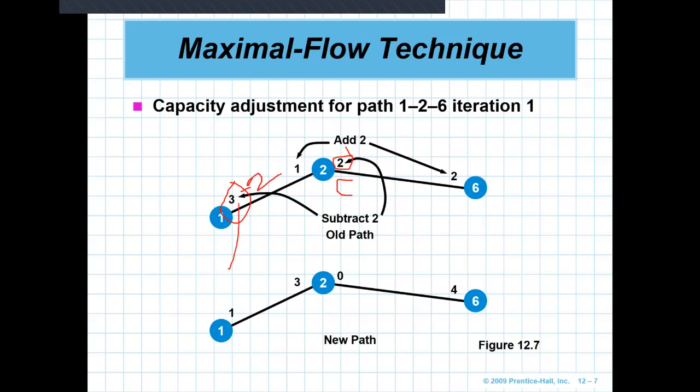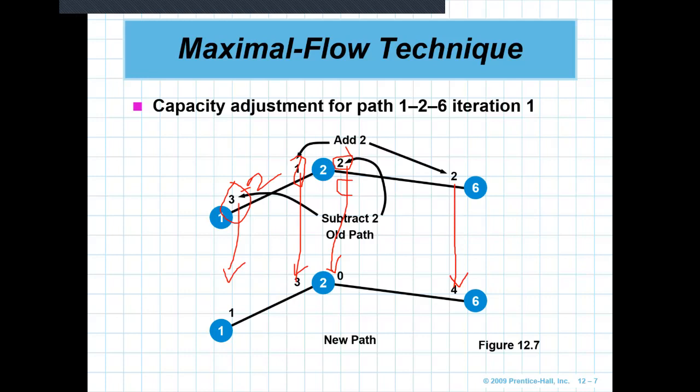it becomes 1 here. And for the 2 minus 2, it becomes 0. And then use that number, the C, to increase the reverse capacity. So 1 plus 2, it becomes 3. And for this one, 2 plus 2 becomes 4.